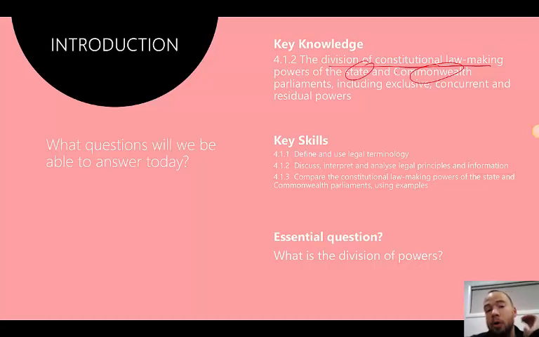You may have come across before levels of government, so like local government being your councils, and then the state, and then the federal government. So this is what this is in regards to: what can each of those levels do.